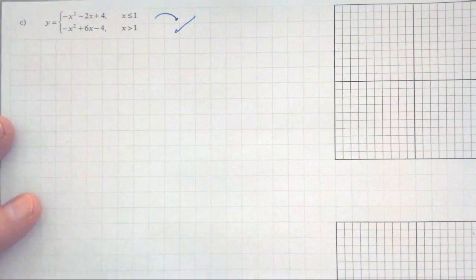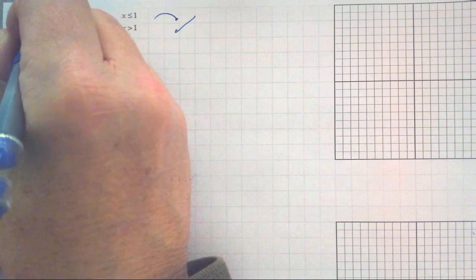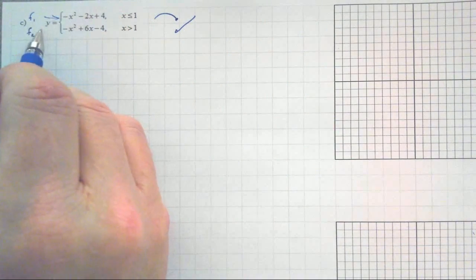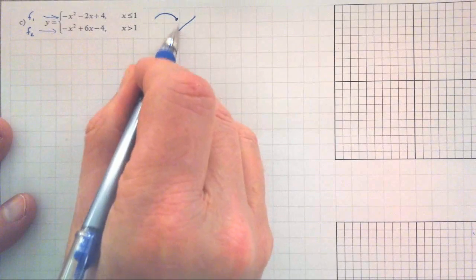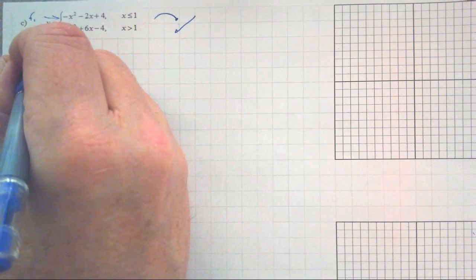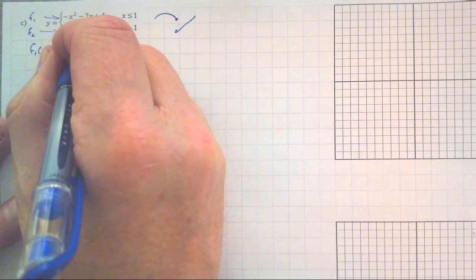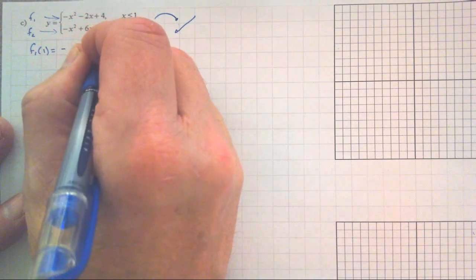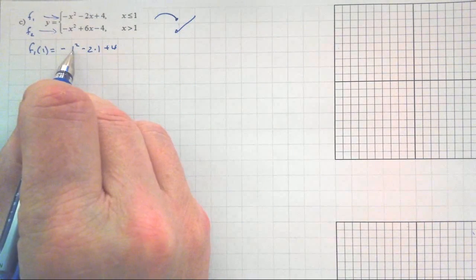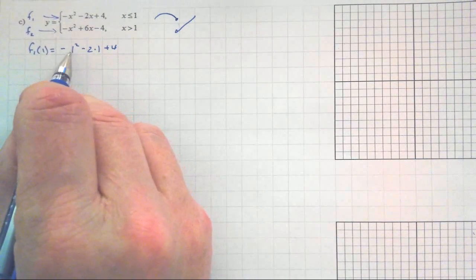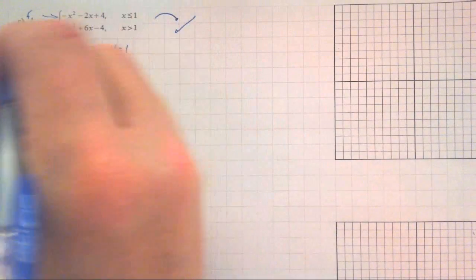So first thing I'm going to do, I'm going to treat this top half as though it was F1 and the second one as though it was F2. I'm going to see if at 1 we're in agreement, if we're coming together or if we're jumping. So F1 of 1 is the opposite of 1 squared minus 2 times 1 plus 4. Opposite of 1 squared is not negative 1 squared. It's the opposite of 1 squared. Negative 1 minus 2, negative 3 plus 4 is 1.